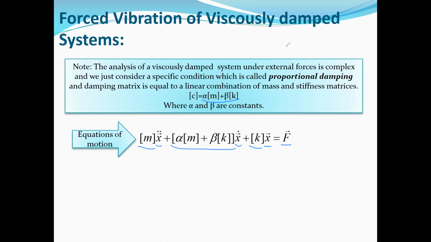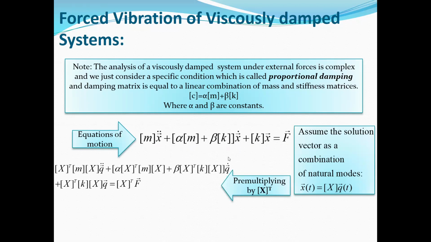Now we can do the same procedure for the modal analysis. I mean, we can obtain the modal matrix by assuming the solution vector as a combination of these natural modes. We can obtain a new form for the equation of motion and simplify this. Instead of X double dot, we will have the matrix X multiplied by Q double dot. Instead of X dot, we will have the matrix X multiplied by Q dot. And instead of X, we will have the matrix X, or modal matrix, multiplied by Q.